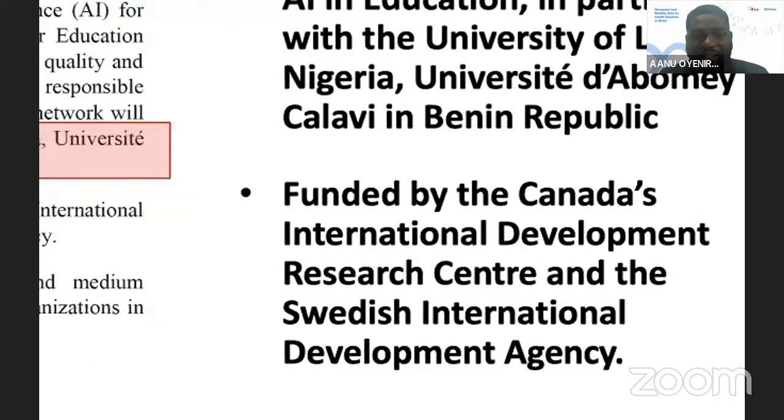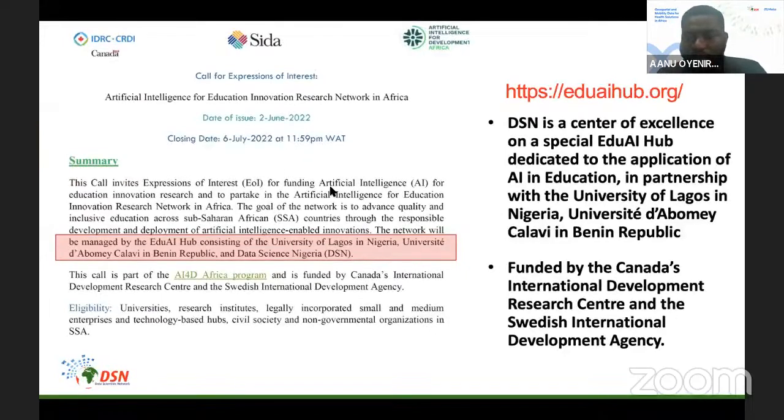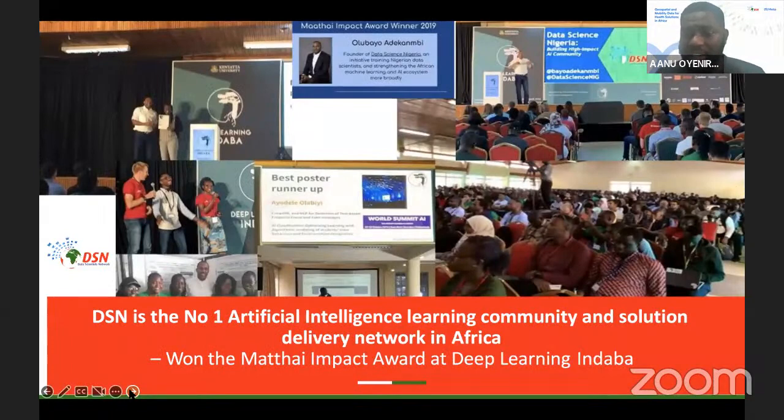Also, we're glad to be in partnership with two other major universities, one in Nigeria and the other in Benin Republic, which is just the next country to us here. We're funded on a project called EduAI Hub, the Artificial Intelligence for Education Innovation Research Network in Africa. We're funded by Canada's International Development Research Centre, Canada's IDRC, to make use of AI for education in Africa. That is a testament to how much our work is recognized in the academic space.